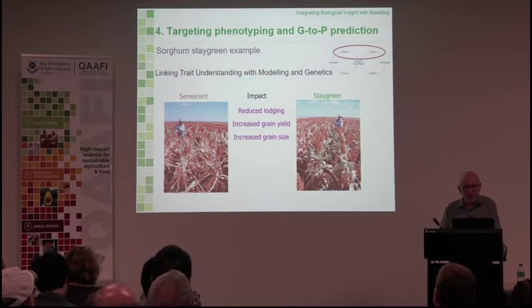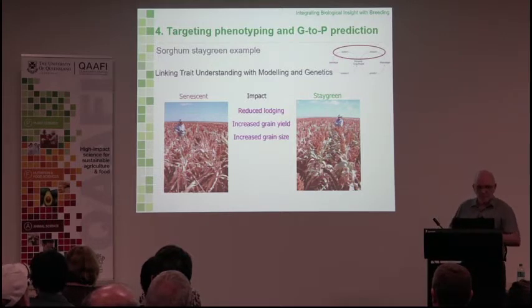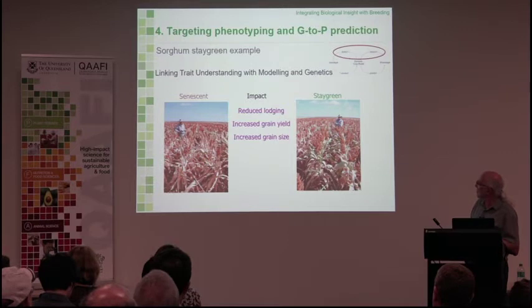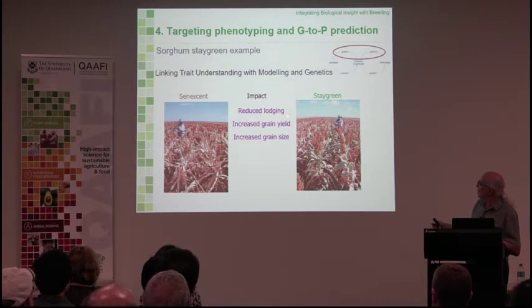First, there's some nice work that David Jordan's group have done, looking at stay green over a large number of trials and years, started way back with Bob Hensel. And so here's a stay green plot, and here's a senescent one, and you can see the difference. This one is still looking pretty stressed, but that one is just about dead. And this one will yield more, and it won't fall over as much.